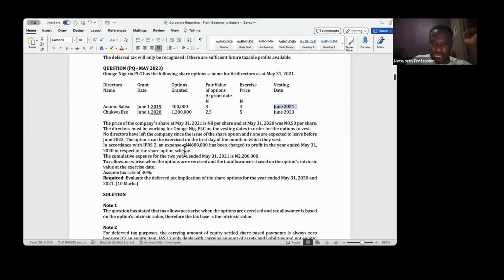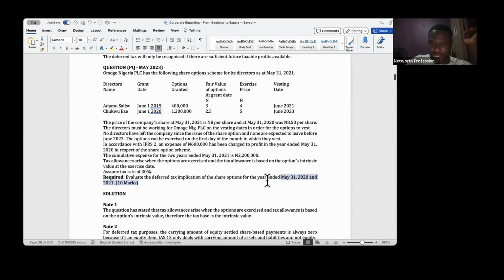And the question asks us that we should do deferred tax for the year ended 2020 and 2021. So for Chukwueze himself, the guy started on June 1st, 2020. So that means there will be nothing for him in May, because he started this thing in June after the first. So it's only for Adamu.